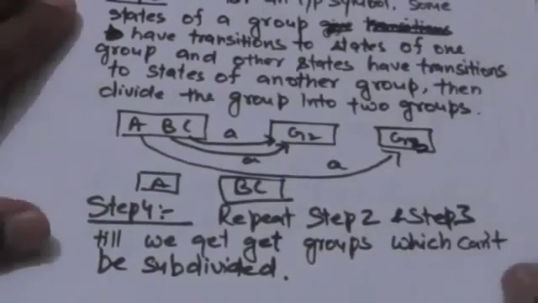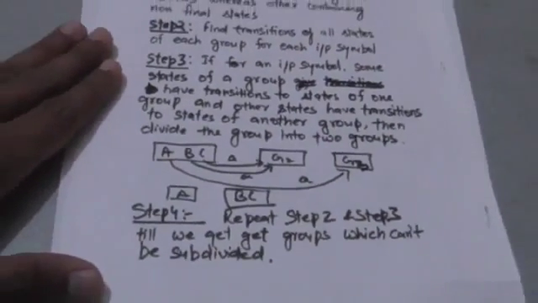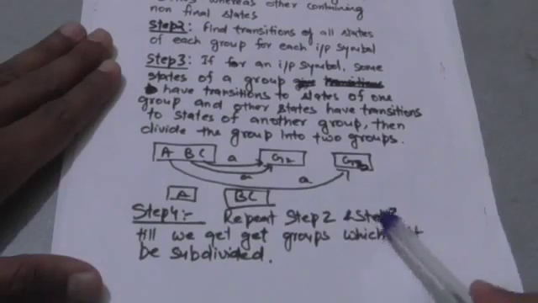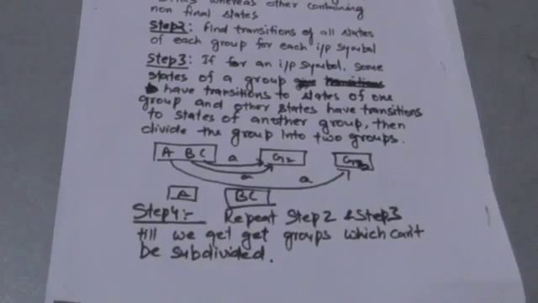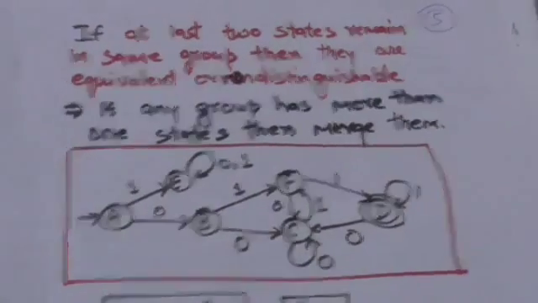Right. So what is the next step? Repeat steps 2 and 3 till we get groups which cannot be divided. If at last two states remain in the same group, then they are equivalent or non-distinguishable. So if any group has more than one state, then what do we have to do? We have to merge these states. It would be more clear when we minimize this DFA.